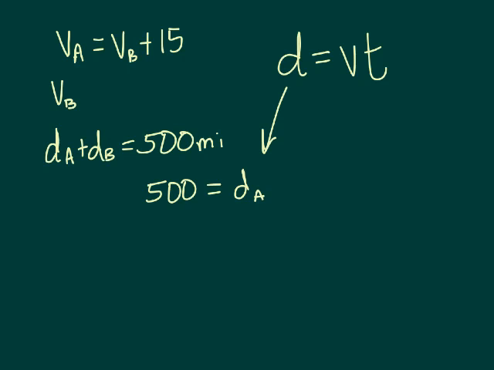I actually already wrote dA plus dB. So I'm going to change that and say velocity of car A times the time.